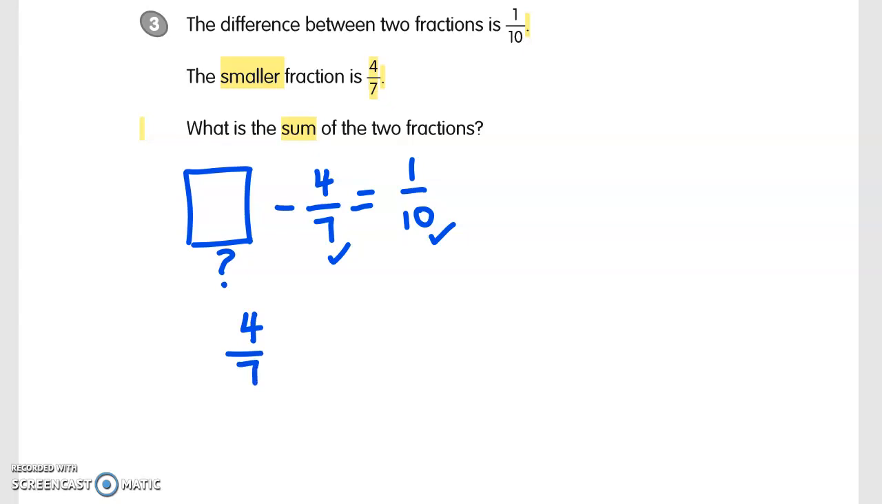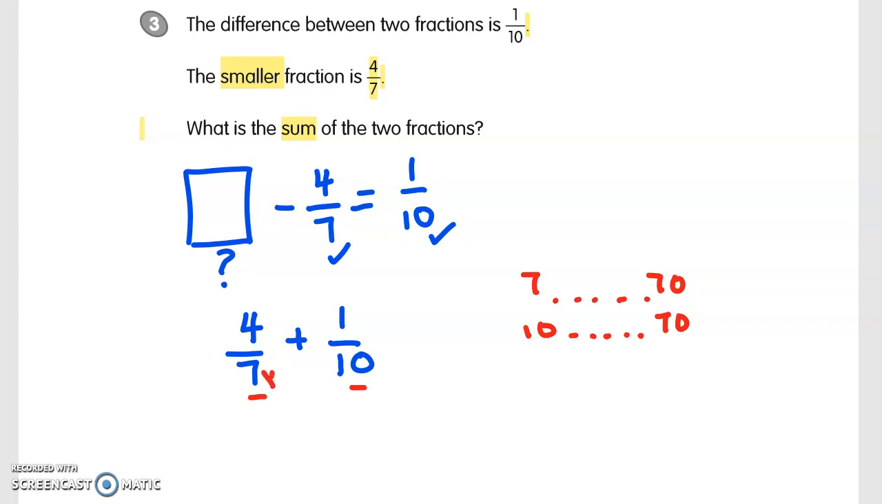4 out of 7 plus 1 out of 10. Once again, we notice that the denominators are different, so we need to make it like fractions. First step is to always find the common multiple. So 7 and 10. After you do a few multiples of 7 and 10, you will reach the common multiple of 70. The common multiple of 7 and 10 is 70.